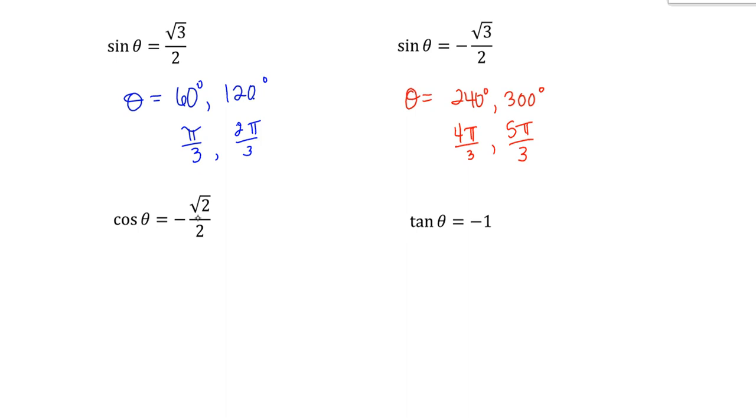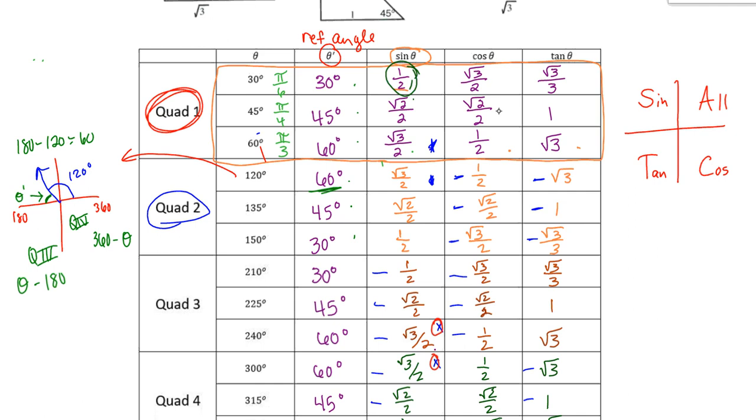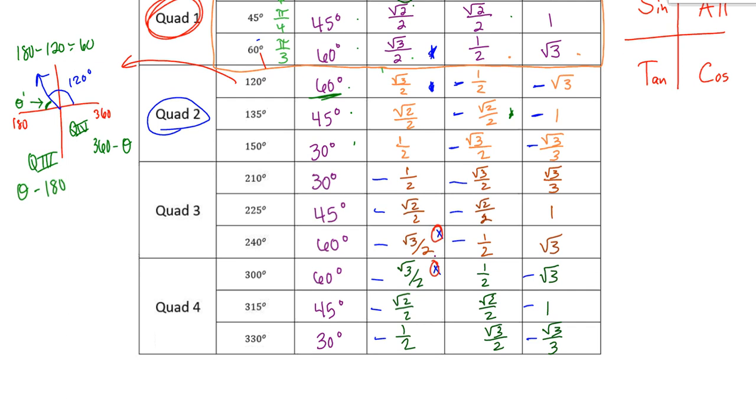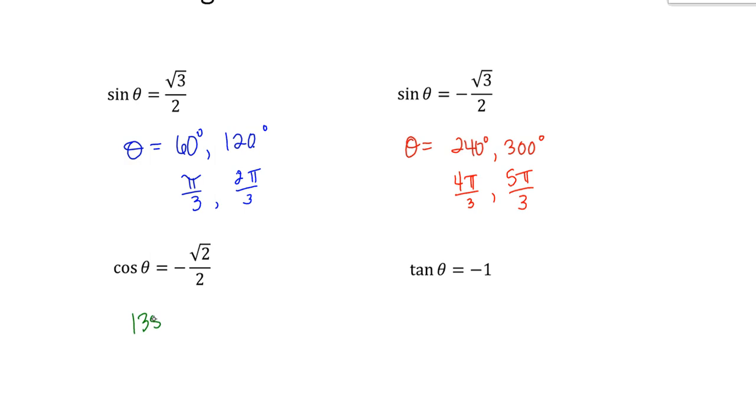Cosine of theta equals negative square root of 2 over 2. Looking in our cosine column here, there's square root of 2 over 2, but it's not negative. There's a negative 1. This one's not negative, so it's going to be 135 and 225. That's 3 pi over 4 and 5 pi over 4.